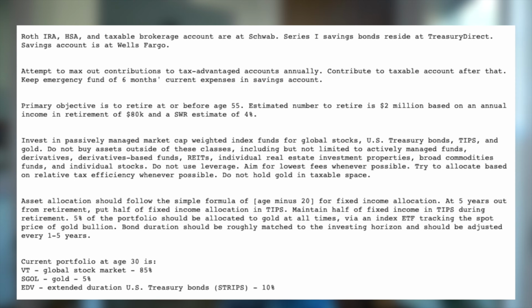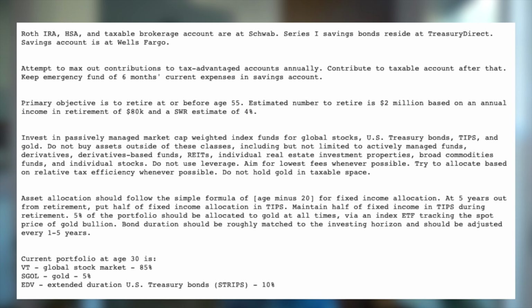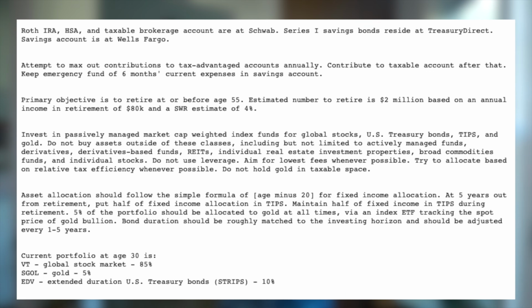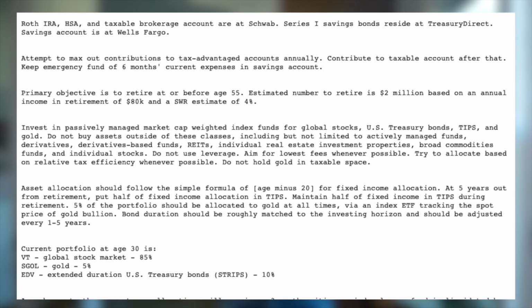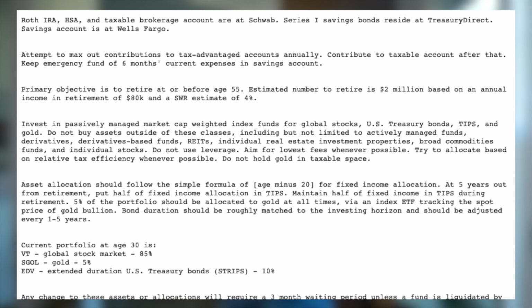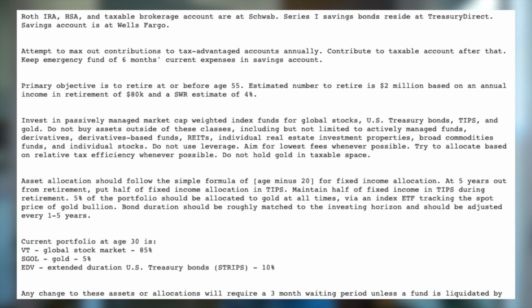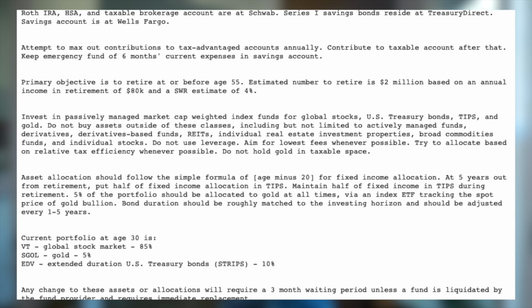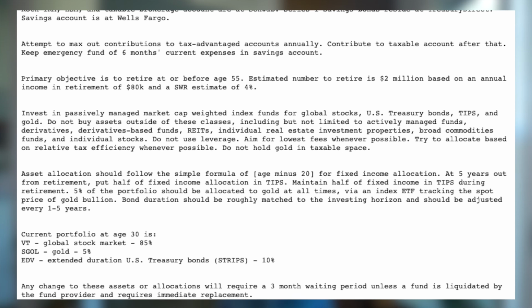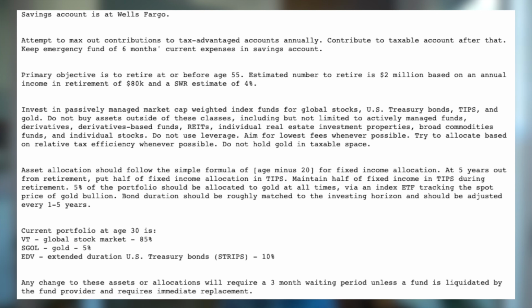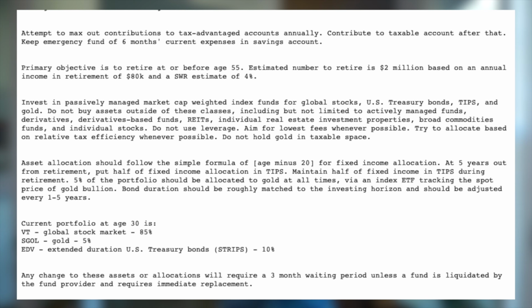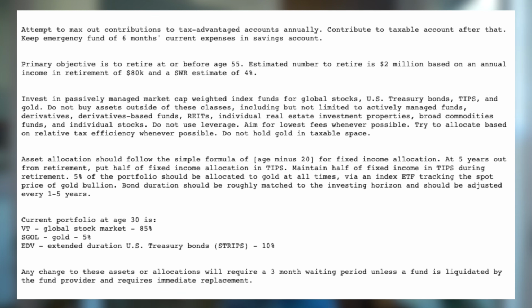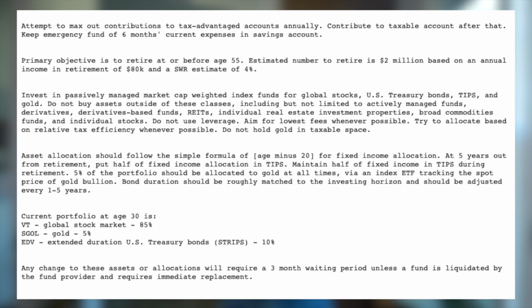Estimated number to retire is $2 million based on an annual income in retirement of $80,000 and a safe withdrawal rate estimate of 4%. Invest in passively managed market cap weighted index funds for global stocks, U.S. Treasury bonds, TIPS, and gold. Do not buy assets outside of these classes, including but not limited to actively managed funds, derivatives, derivative-based funds, REITs, individual real estate investment properties, broad commodities funds, and individual stocks. Do not use leverage. Aim for lowest fees whenever possible. Try to allocate based on relative tax efficiency whenever possible. Do not hold gold in taxable space.